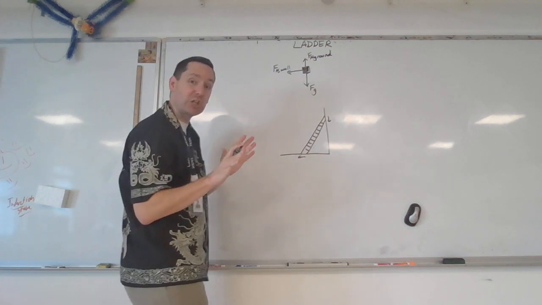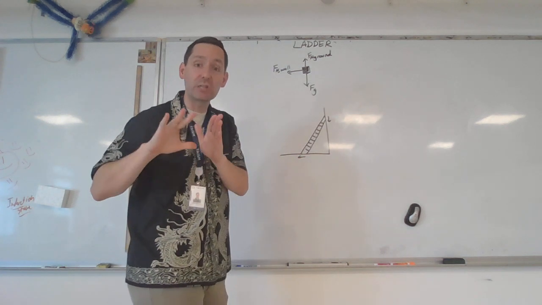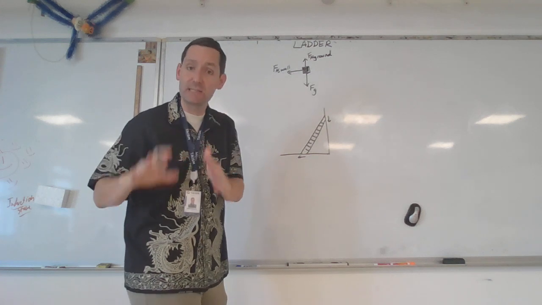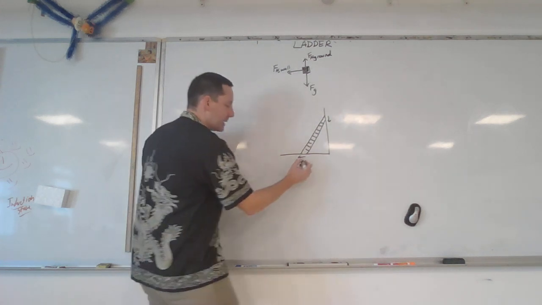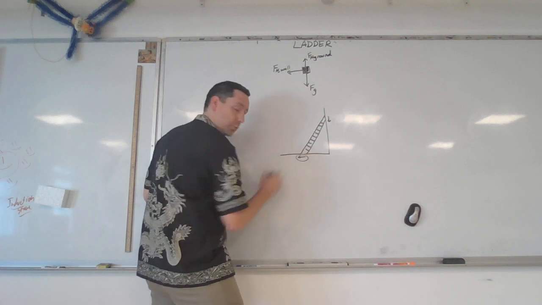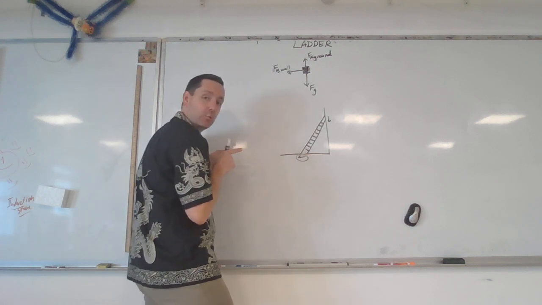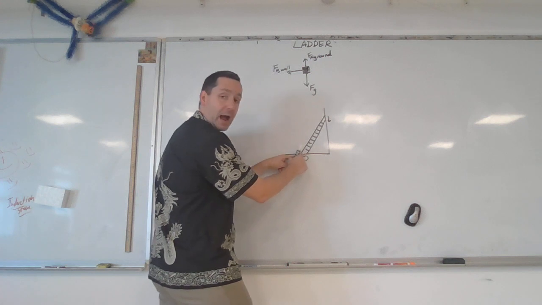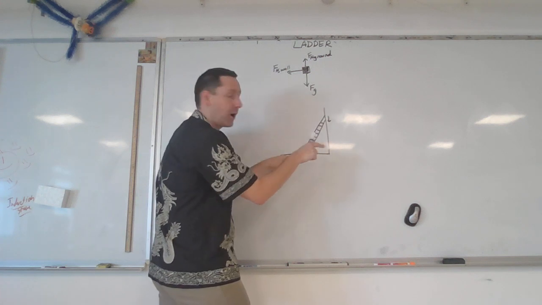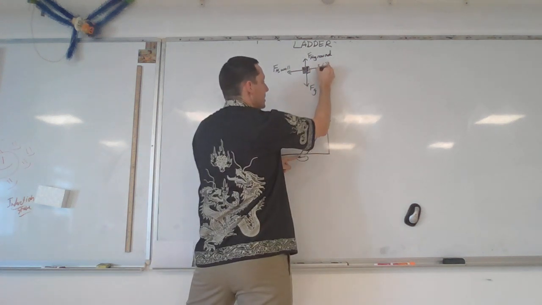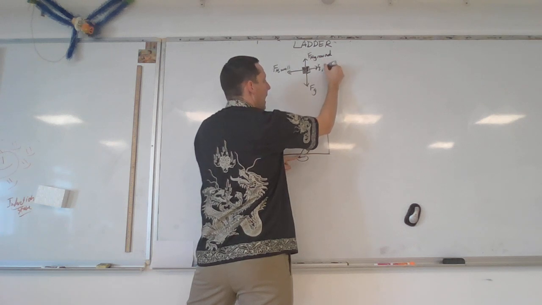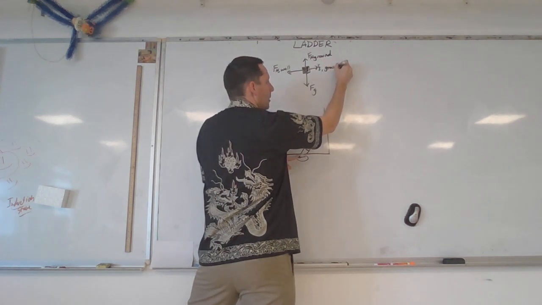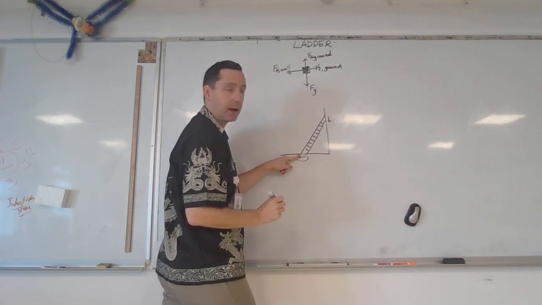So remember, friction tries to oppose motion, or an attempt at motion, which means if the ladder would be moving this way, that friction will oppose that motion and go to the right. So we've got the friction with the ground, which is going to be parallel to the ground, to the right. So we're going to have friction with the ground going to the right. All right?